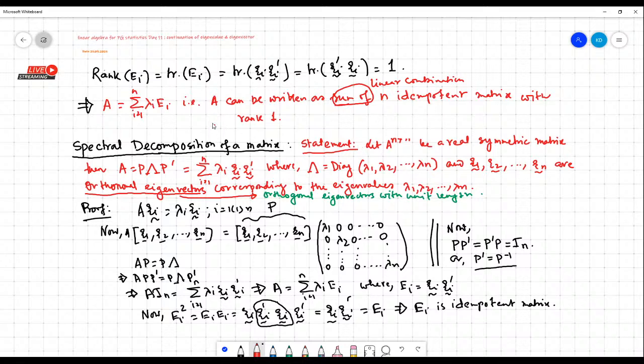So generally, for any real symmetric matrix, you write this statement as: any real symmetric matrix can be written as a linear combination of n idempotent matrices with rank 1. Clear? With rank 1. Clear?